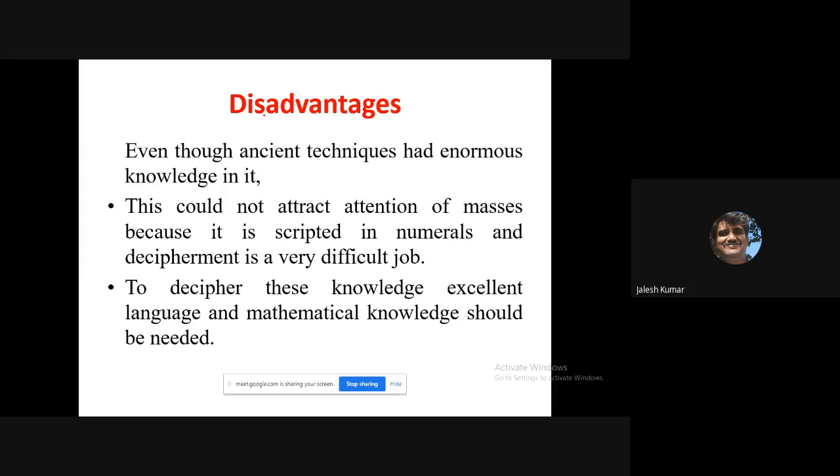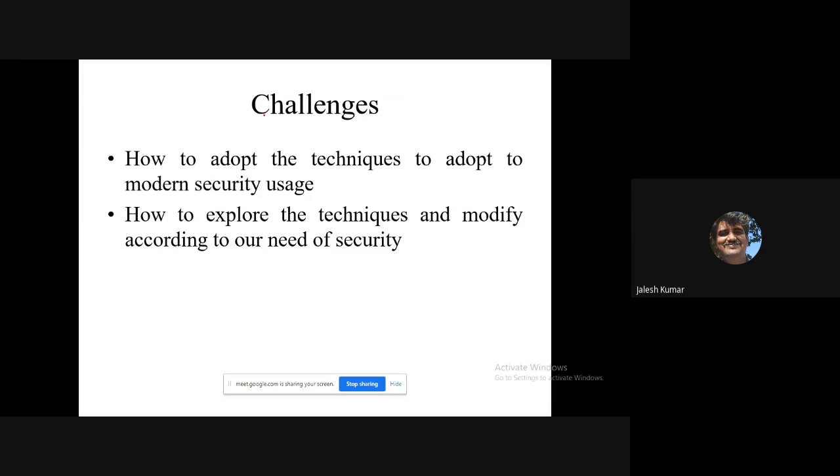Both should come together, then really you can make wonderful changes to that. By observing all this, the real challenge here is how to adapt the techniques to modern security usage. That is what is very much needed, is it not? Understanding the technique is okay. Now, how to adapt the technique to modern security usage, is it not?